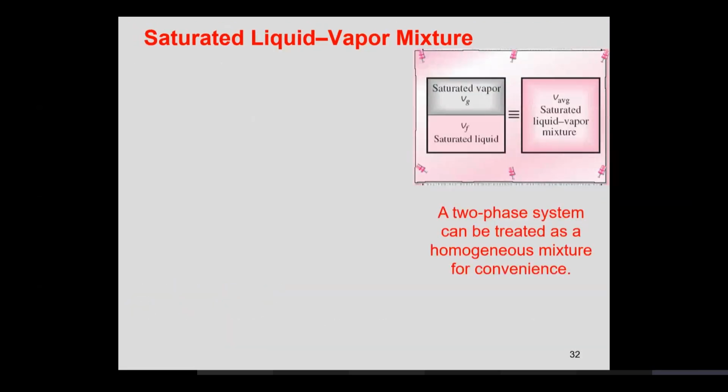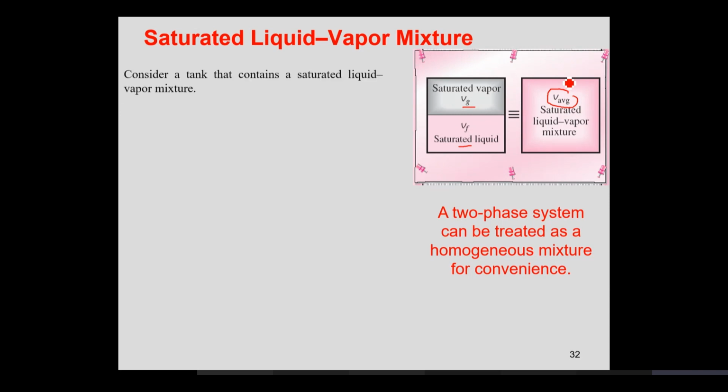All right, moving on, let's see how we can develop a relationship for the average properties of the mixture. You have a mixture which contains saturated vapor and saturated liquid. Both have their own specific volumes. In case of a mixture, the mixture would have an average value. How can we develop a relationship for the average value?